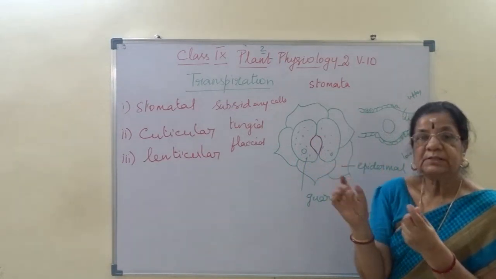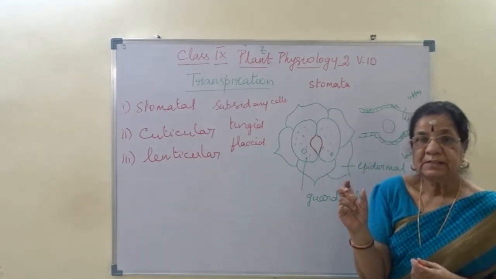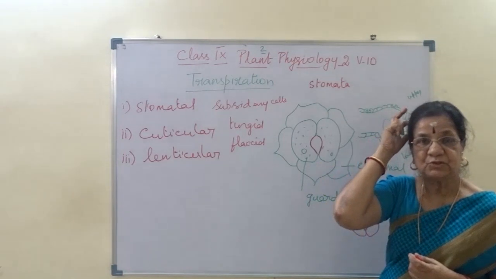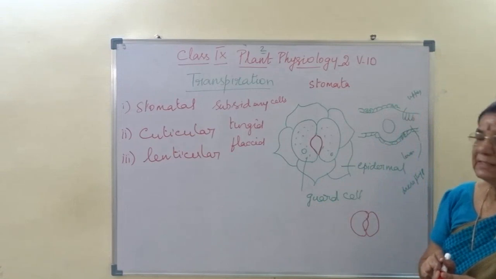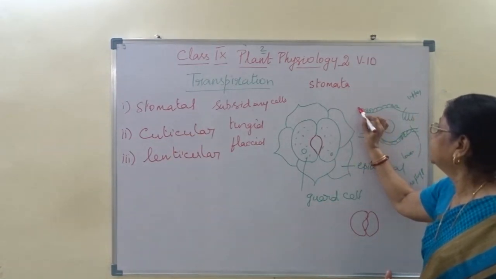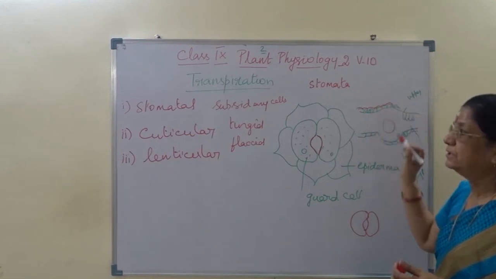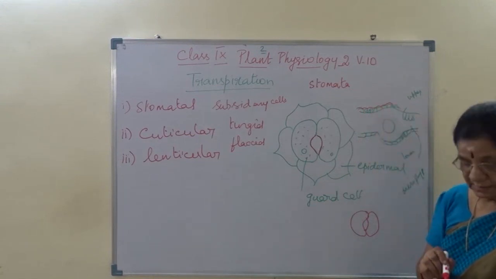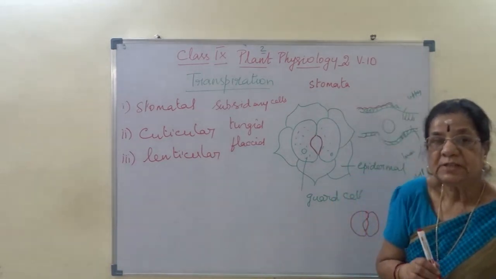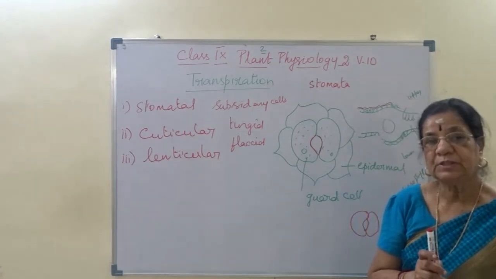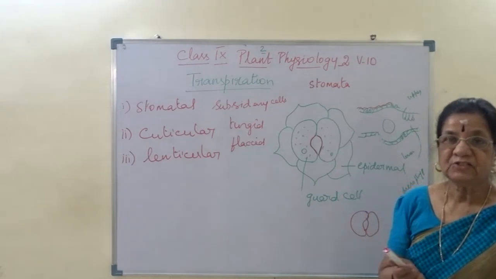Then cuticular transpiration: in all xerophytes, that is, cactus plants, and in most of the leaves, the upper epidermis is covered with a thick cuticular layer, the deposition of cutin, that is the cuticular layer. So transpiration is possible through the cuticle also. So that is cuticular transpiration.